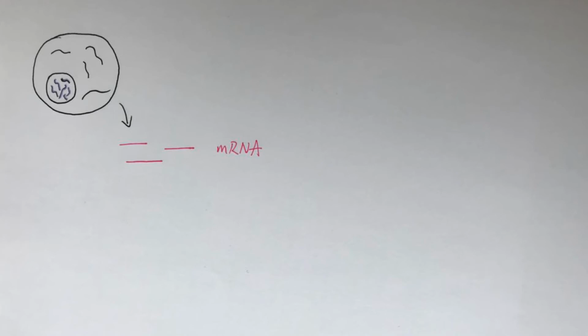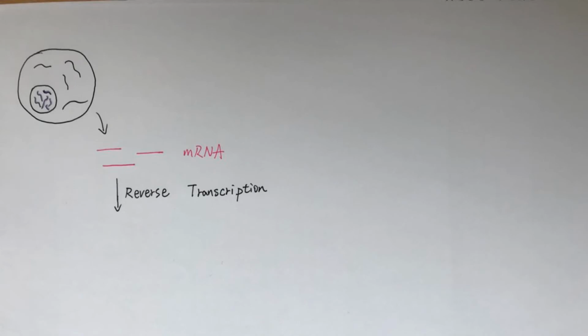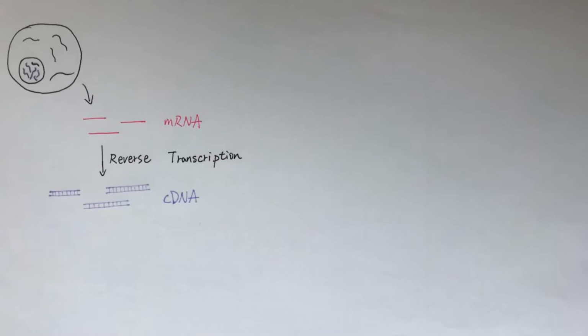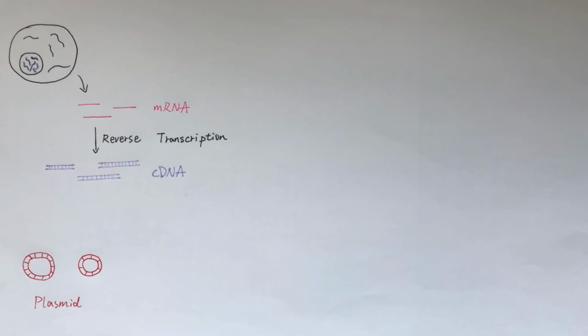Once we have our mRNA, we are going to add reverse transcriptase. It is going to take the RNA and put together double-stranded DNA that we are going to refer to as cDNA. The next step, of course, is to get the cDNA into the bacteria. We do this using a plasmid. The plasmid is a circular piece of DNA that the bacteria can then take up and read.